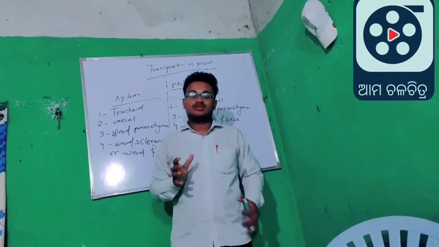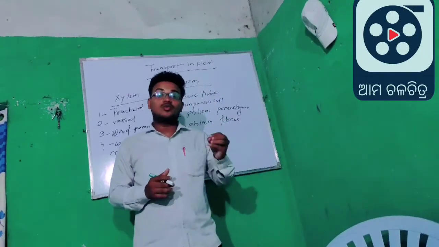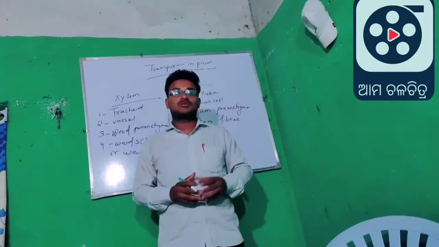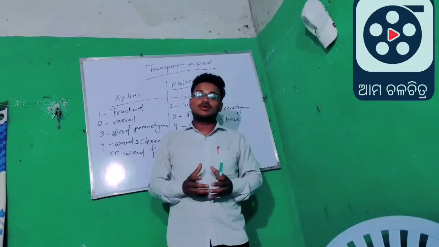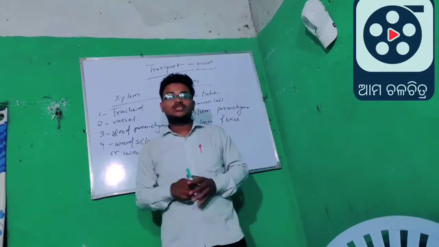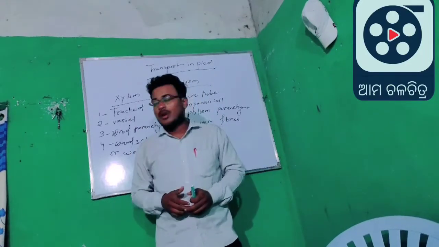Phloem and xylem. Xylem is the plant part which is present in the root of the plant, and phloem is present in the leaves of the plant. Xylem is mostly found beneath the soil, and it transfers the minerals and water to the aerial part of the plant.